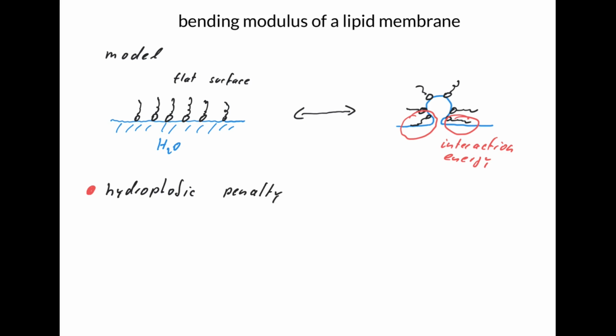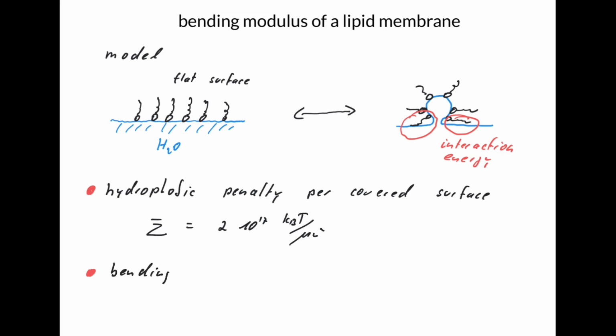Now, in the beginning, we made an estimation of the energy involved, and we found that this hydrophobic penalty, sigma, is given by 2 times 10 to the power 17 kBT per square micron. Now, the bending energy E_bend is then 2 times kappa divided by the area, which in this case we just assume is the length of the tail squared. And that has to be equal to this hydrophobic penalty that we just described.